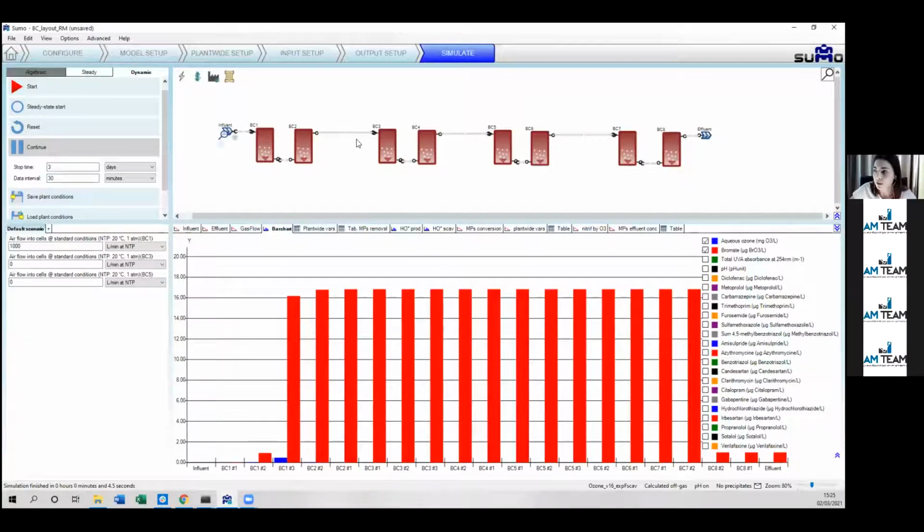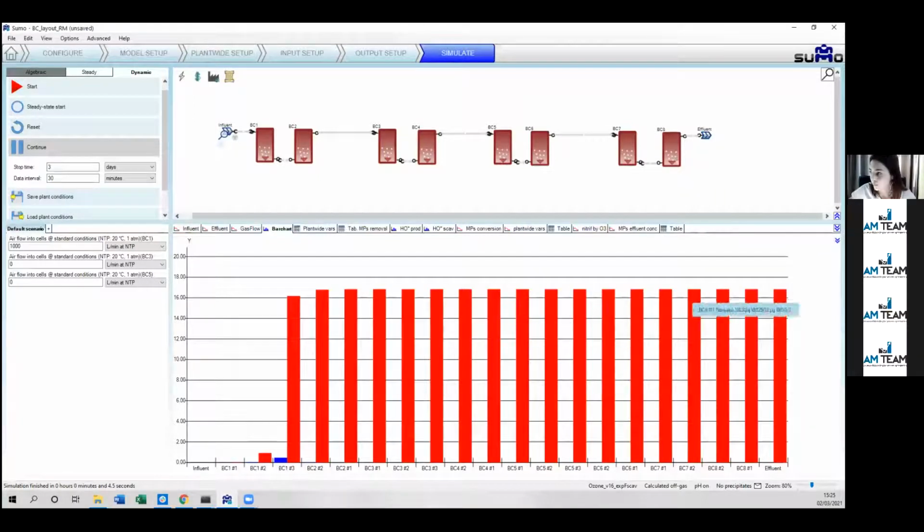But downstream in our installation, there is no ozone residual, so no more bromate formation will occur. And in the effluent, we have, in this case, 16.8 micrograms per liter.